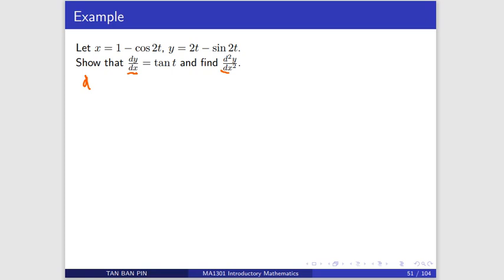First, you will find dx/dt. Differentiating 1 gives you 0. Differentiating cosine will give you negative sine 2t. Differentiating 2t will give you a 2. So dx/dt will be 2 sine 2t.